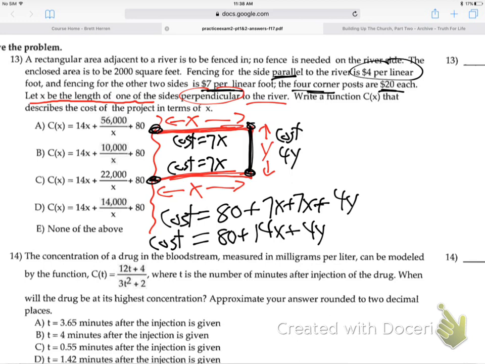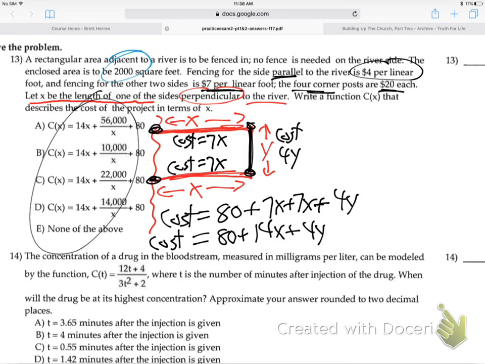Now that's the answer, except we can't have that y. See all the answers over here have x, not y? So we got to get rid of that y. How do we get rid of that y? Remember what we do on these kind? We always use the second fact, second equation, the 2,000. We have not used that 2,000 yet.